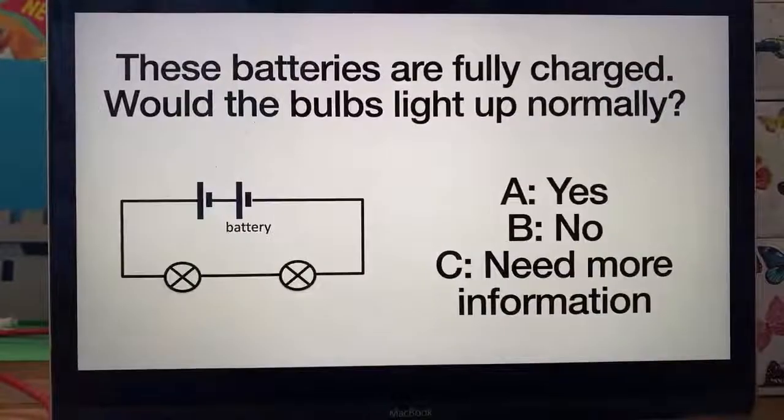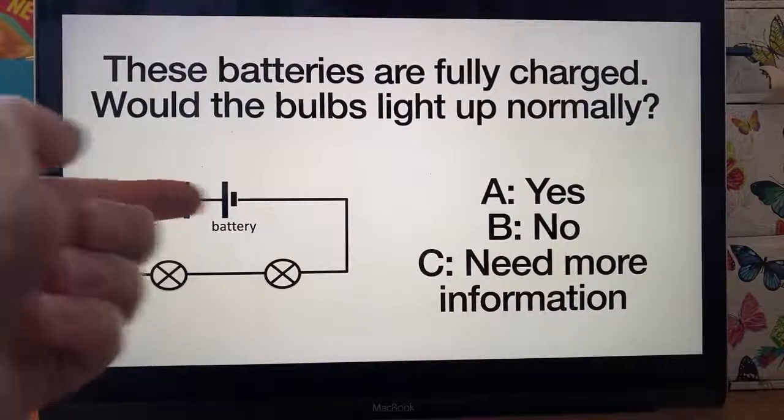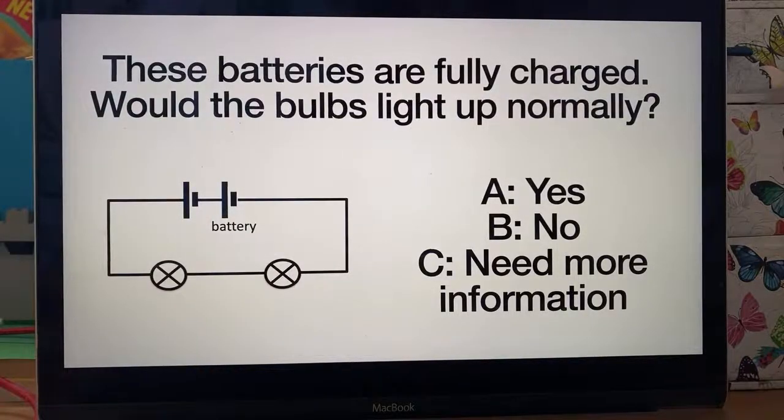These batteries are fully charged. So you've got 2 batteries, let's say, in a circuit connected to 2 bulbs. They are fully charged. Would the bulbs light up normally? Is the answer A, yes, B, no, or C, need more information? 2 batteries, fully charged, connected up to 2 bulbs. Would the bulbs be shining normally? A, yes, B, no, C, need more information.